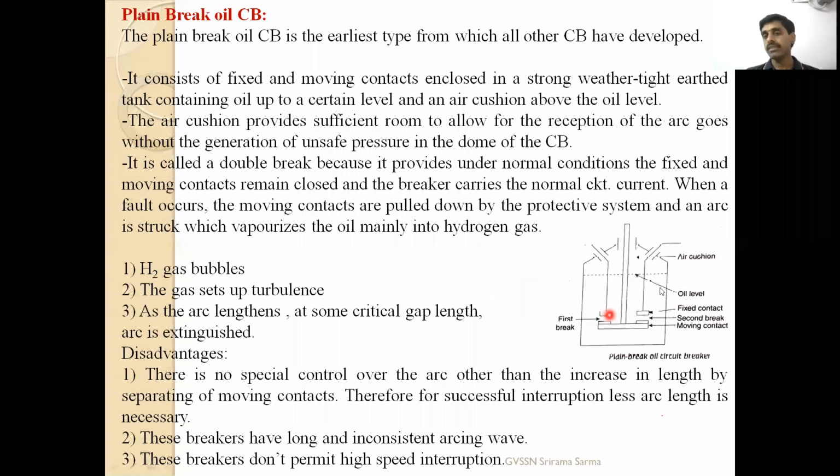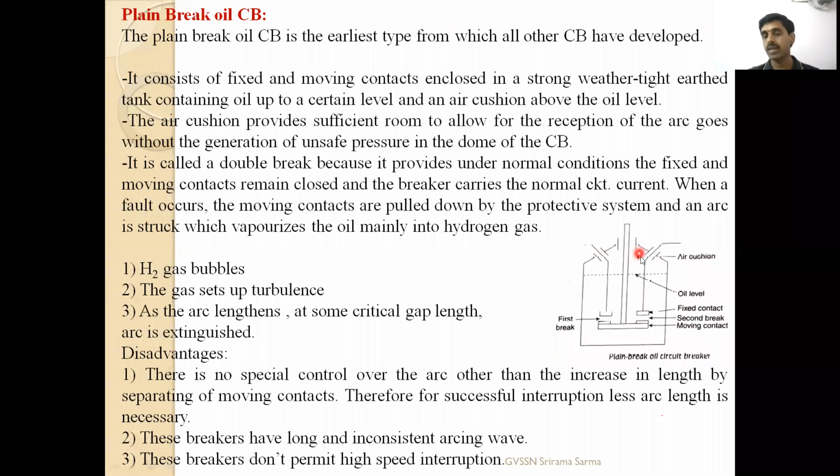In the plain break, you can see that when the rod is pulled upwards, the contacts are closed. When the rod is pulled downward, the contacts are open. This is a fixed contact, this is a moving contact, and this is a second break. Some portion is left open for expansion of the oil or gases produced to reach the top, and this is the air cushion. The plain break oil circuit breaker is the earliest type of oil circuit breaker. The air cushion is provided on the top to allow for reception of the arc gases without generation of unsafe pressure.